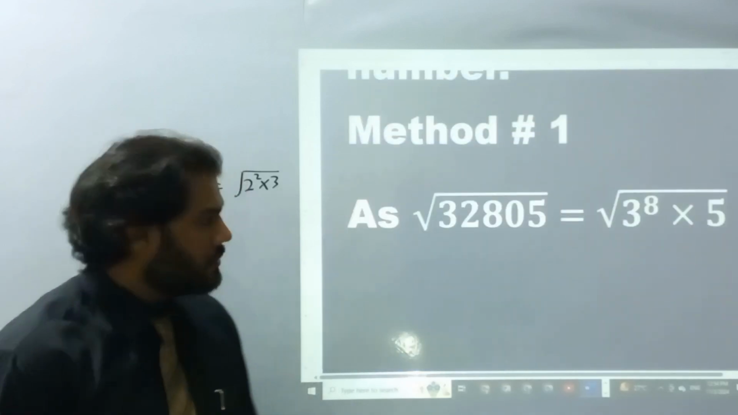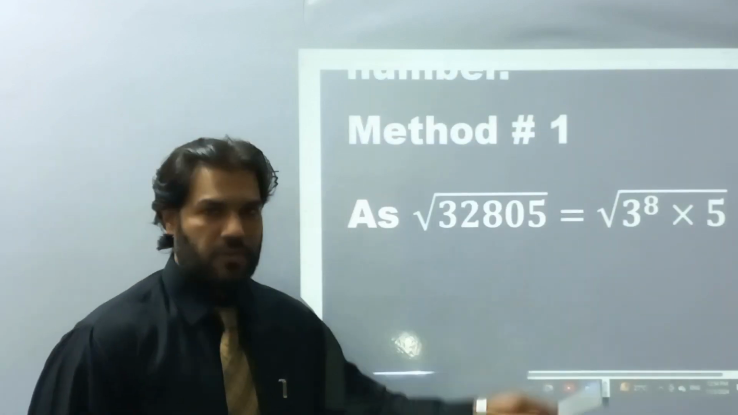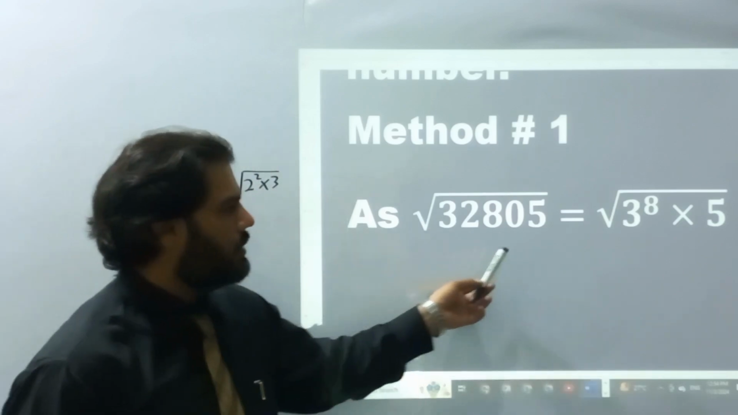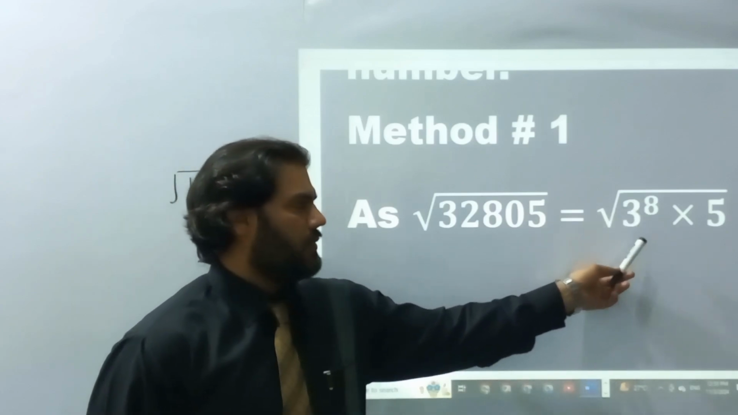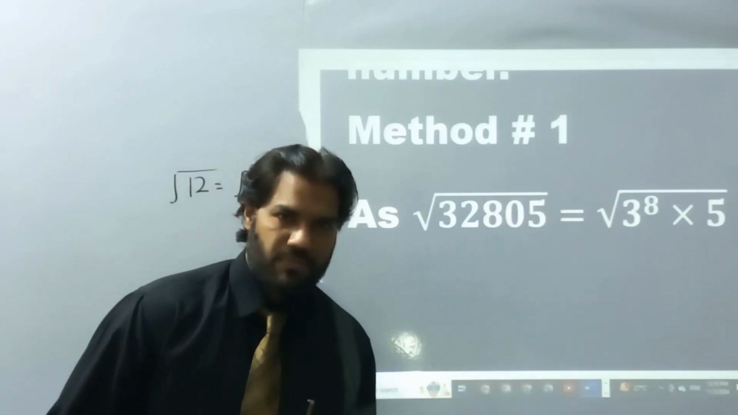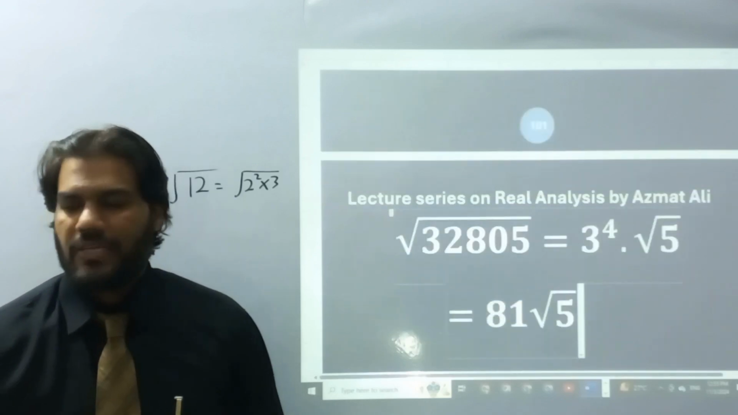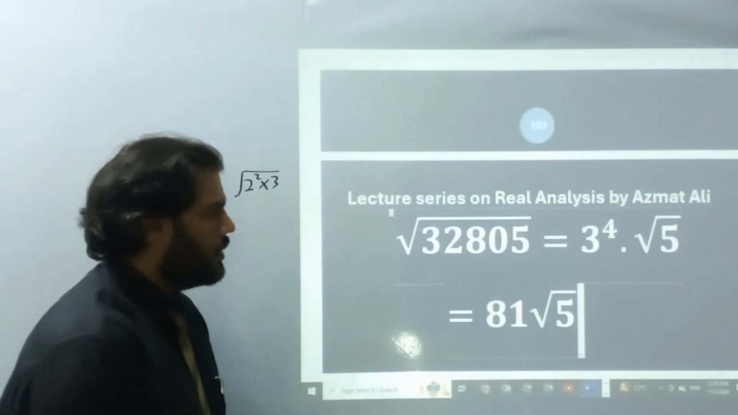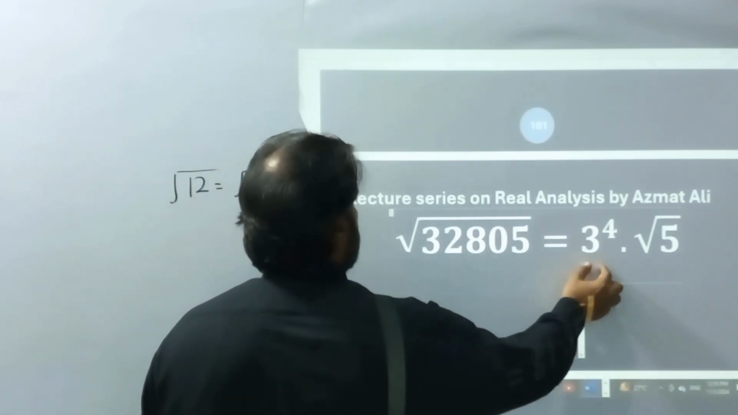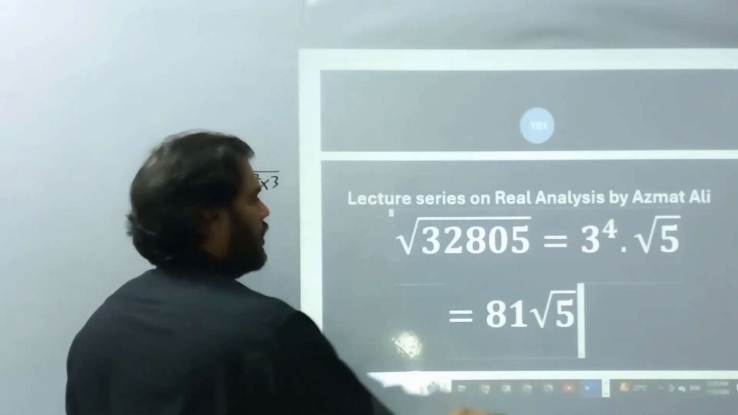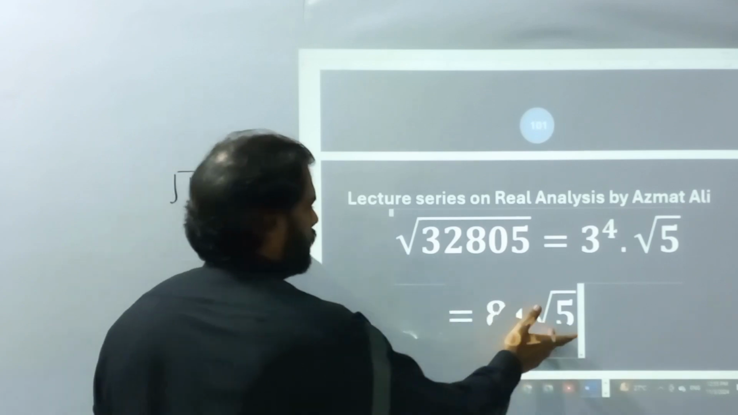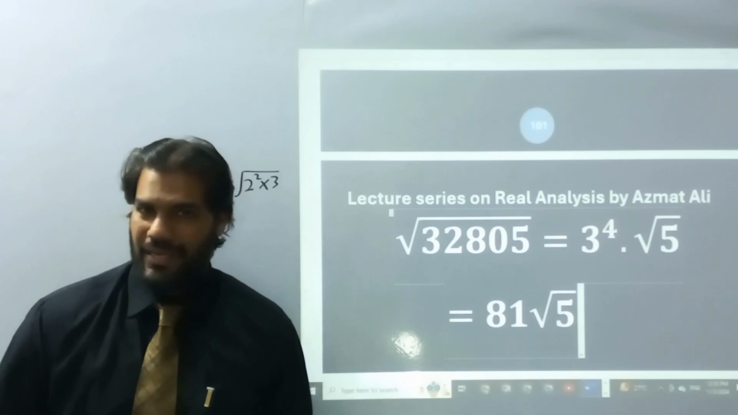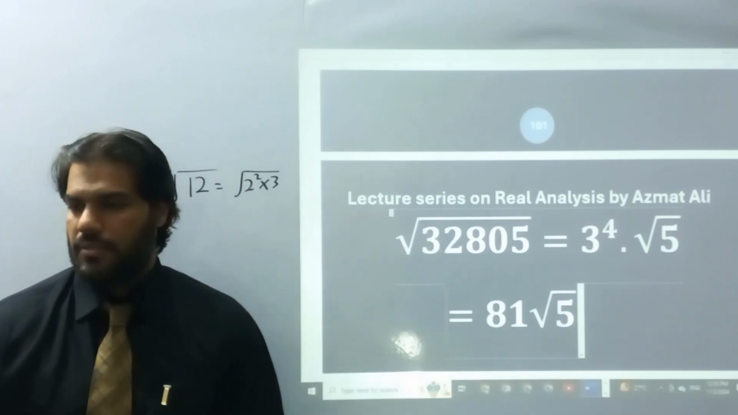Last one, square root 32,805. If you make its prime factorization, this will be 3 raised to power 8 into 5. 3 raised to power 8 will be a perfect square, that is actually 81. So this will become 3 raised to power 4, that is 81, into square root 5. 81 is a rational number and square root 5 is an irrational number. Product of a rational and an irrational number is again an irrational number. Hence the number is irrational.